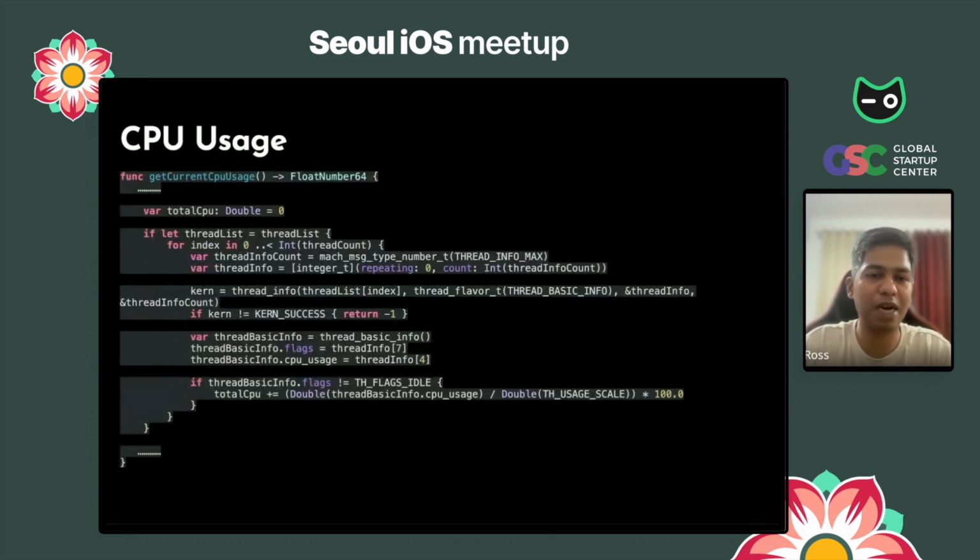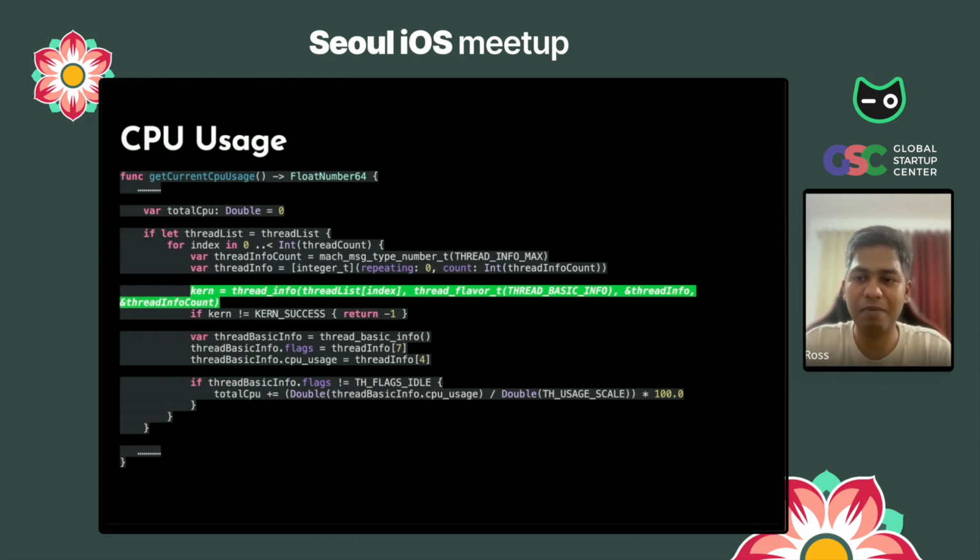Now, when you get this list of thread IDs, it is nothing but the thread IDs in an array. So then we loop through these thread IDs, and we use the thread info API to pass along the thread ID. And then we pass along what type of information we want. The CPU usage information is in the thread basic info flavor. So we pass along that particular flavor, and then we pass along the thread info object where we actually want to save the information.